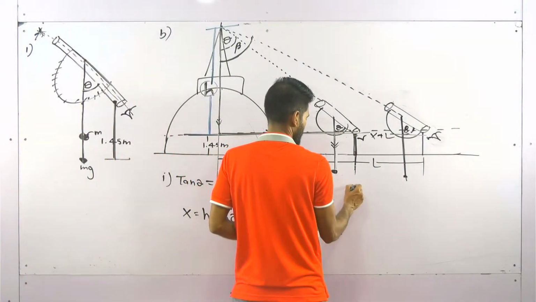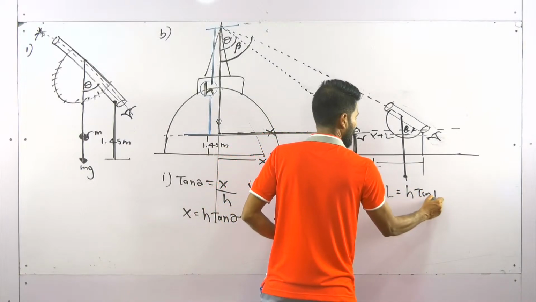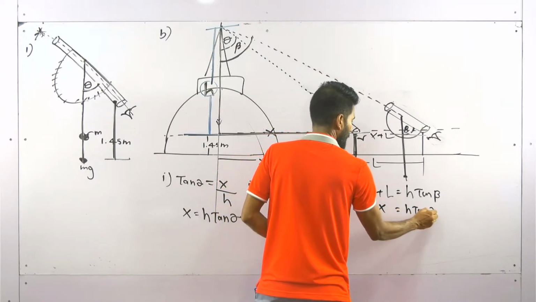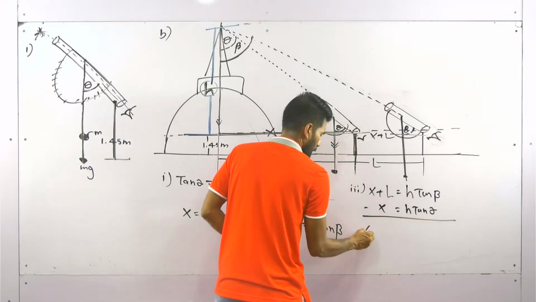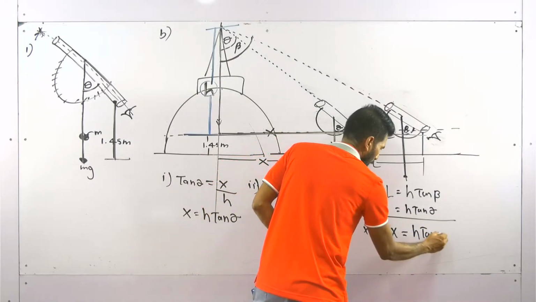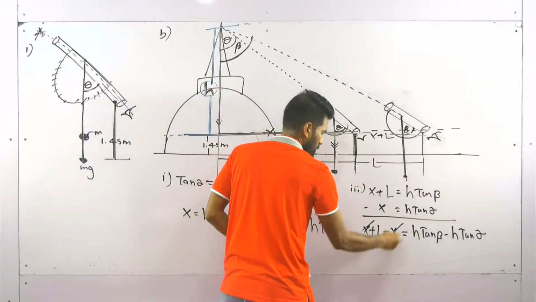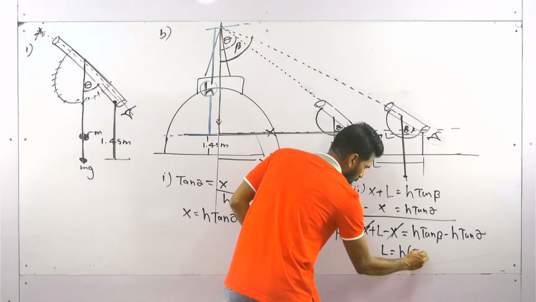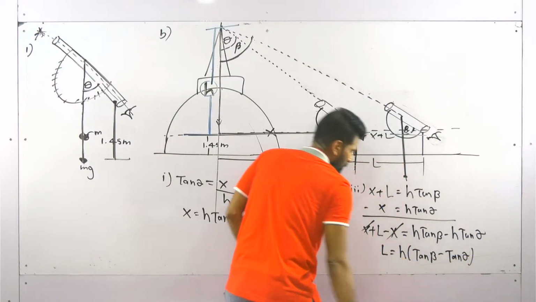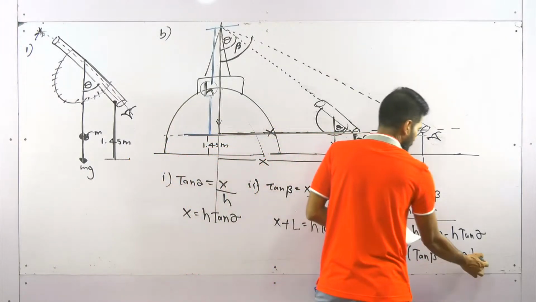So third one, x plus L is equal to H tan beta and x is equal to H tan theta. Subtracting, x plus L minus x equals H tan beta minus H tan theta. X will cancel out. L is equal to H times tan beta minus tan theta. So H is equal to L over tan beta minus tan theta. You got the answer.